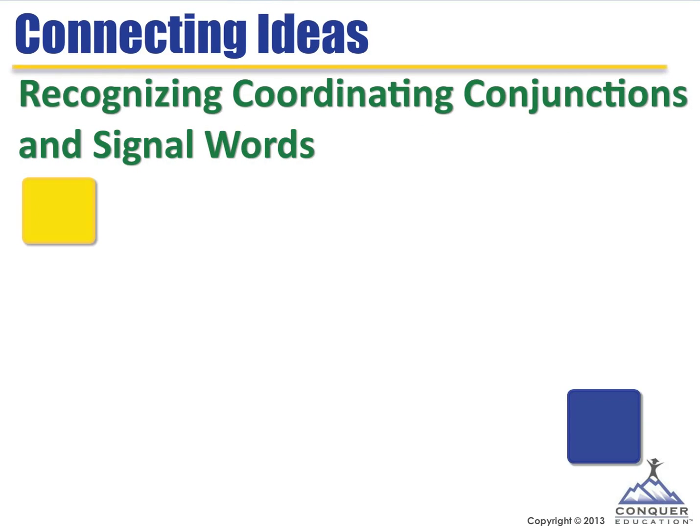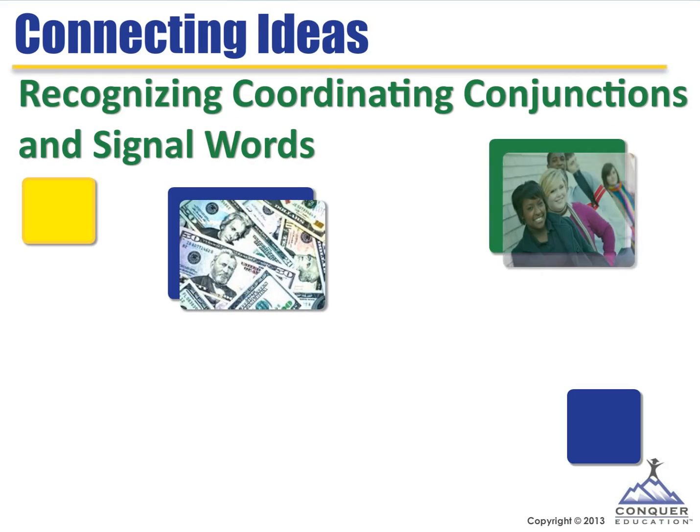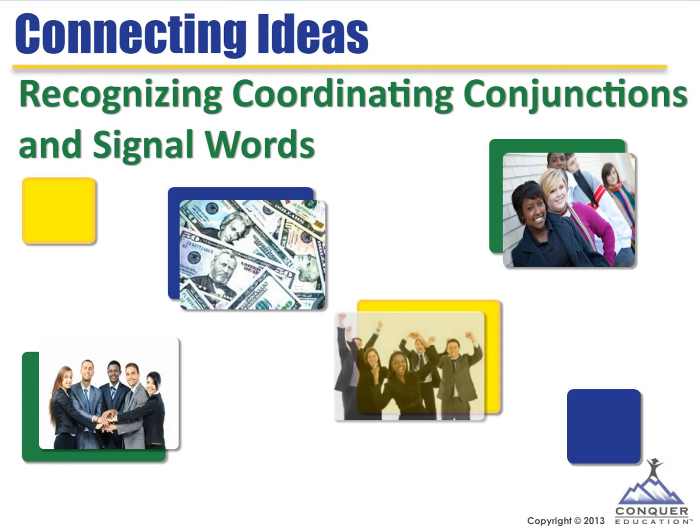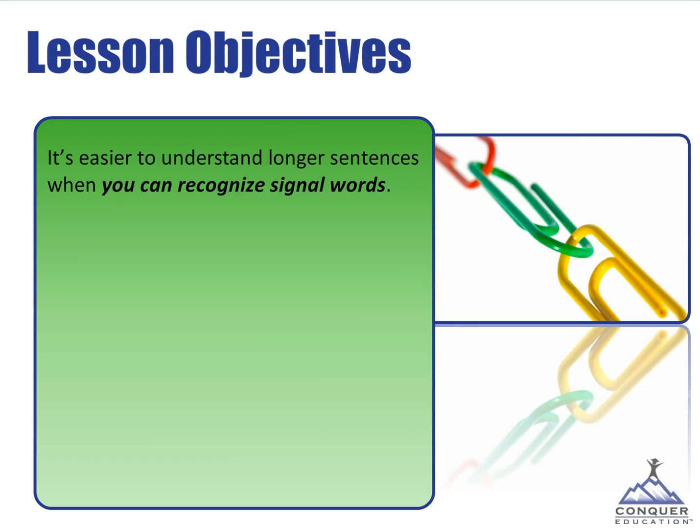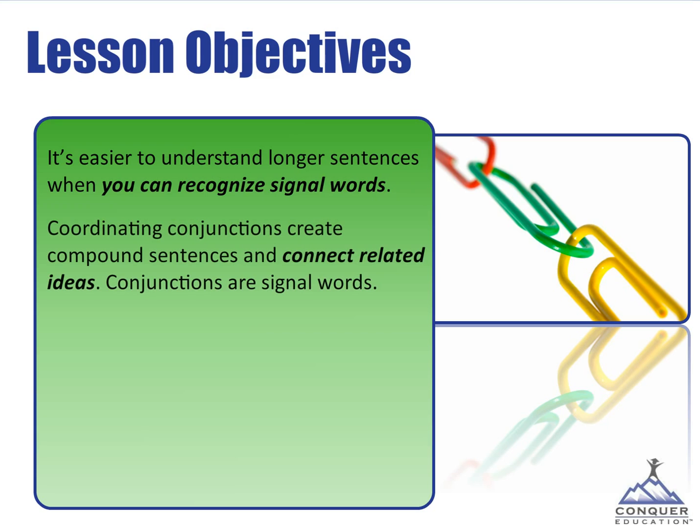Welcome to a lesson about the words writers use to connect ideas and signal transitions from one thought to the next: recognizing coordinating conjunctions and signal words. It's easier to read longer sentences and understand what they mean when you can recognize words called signal words. Writers use coordinating conjunctions such as and, but, and or to create compound sentences and connect related ideas. Conjunctions are a kind of signal word.